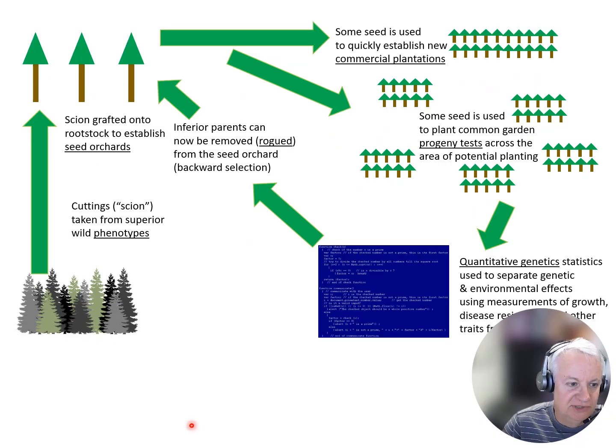Well, here's a costume change because I wanted to hop in and provide some clarification. So the last stage of the sequence that I just described, which involves using data from the progeny tests to identify high quality parents and to remove low quality parents from the seed orchard, is termed backward selection. So backward selection is selecting parents based on the performance of their progeny.